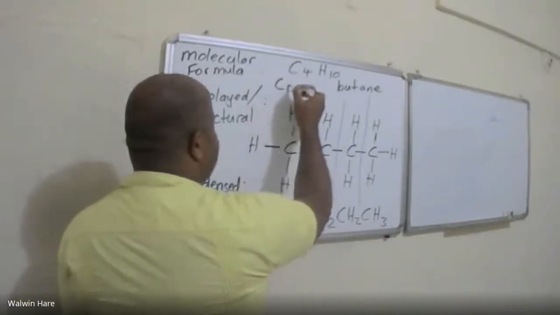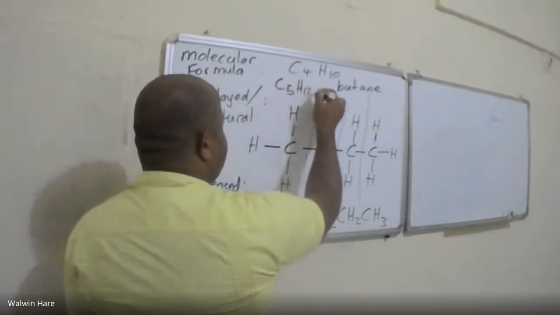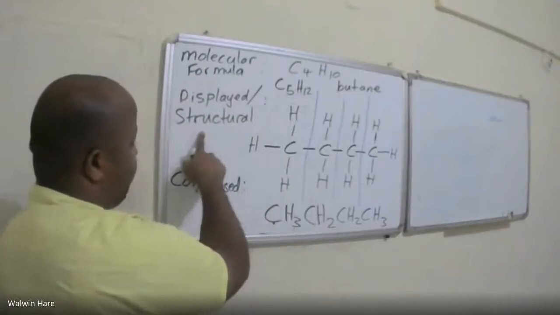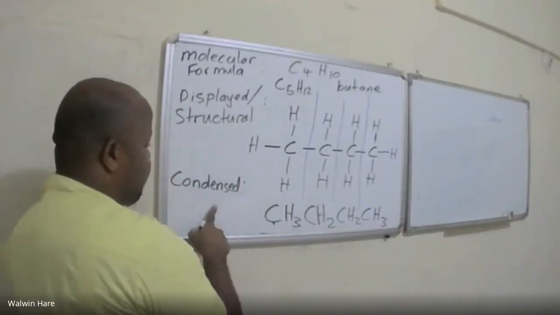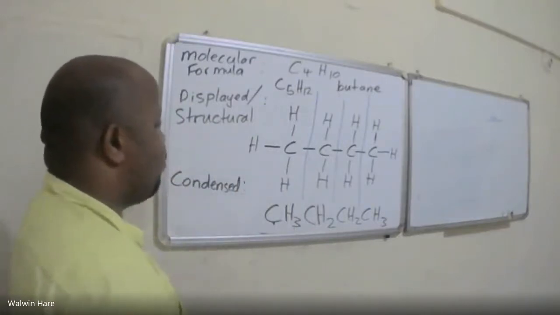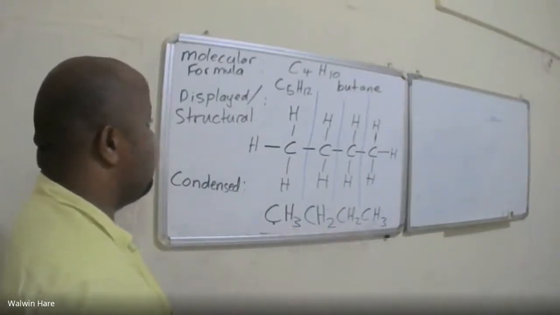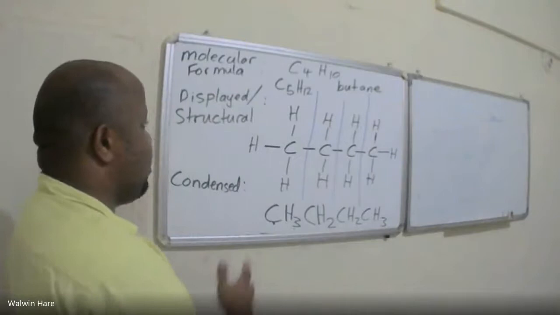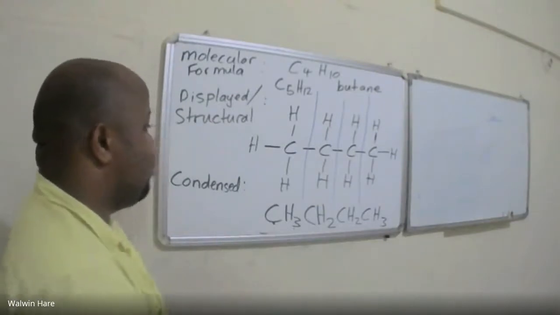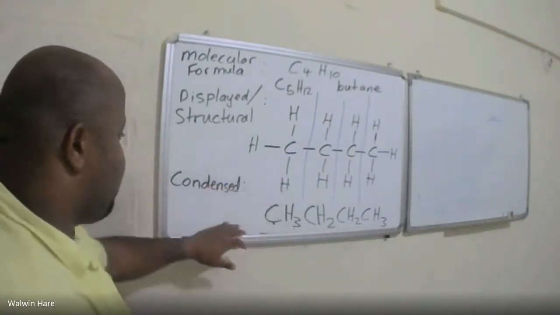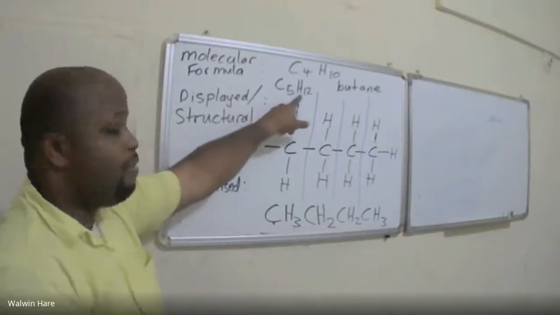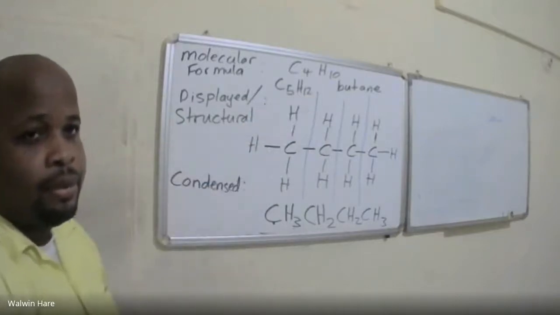All right, so I want you to try one for me. C5H12. Draw the displayed formula and the condensed formula. I'm going to give you about 2 minutes to try it, and then I will write it on the board. So do the displayed formula and the condensed formula for C5H12.